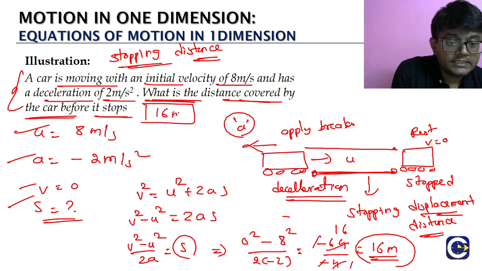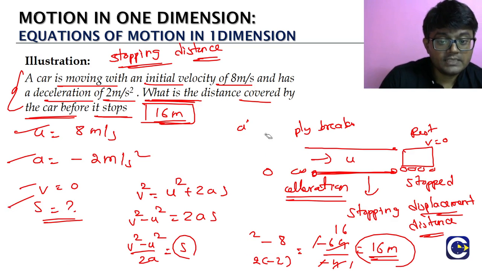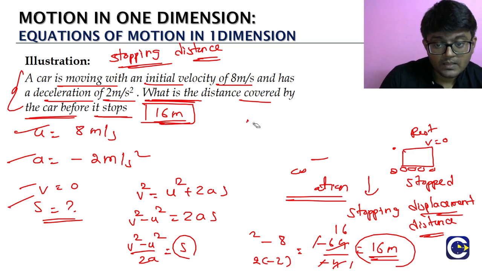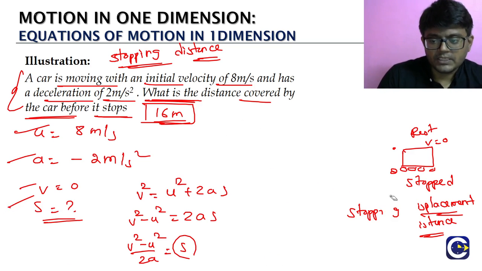It is what? 16 meters. So this is what will be the stopping distance. Okay, this is what will be the stopping distance. Now we'll look at the general formula for the stopping distance. So we are going to just get it from this particular step.